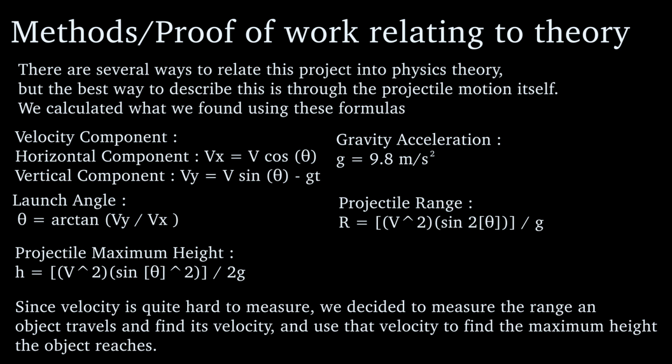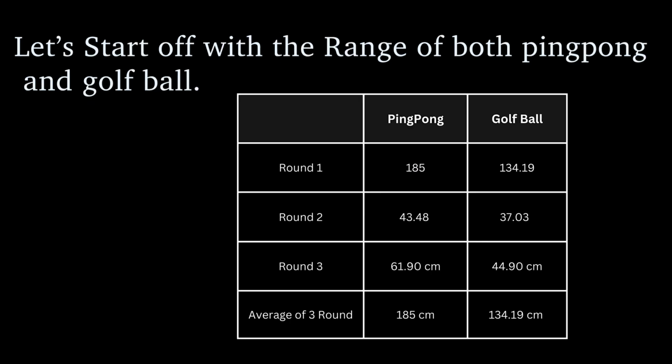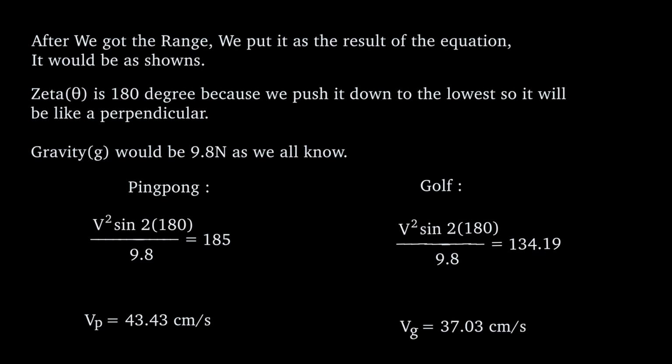Since velocity is quite hard to measure, we decided to measure the range an object travels and find its velocity, and use that velocity to find the maximum height the object reaches. After we get the range, we'll put the range into the equation. The theta will be 180 degrees because we push it down to the lowest, so it will be like a perpendicular. And the gravity is 9.8 Newton, as we all know.